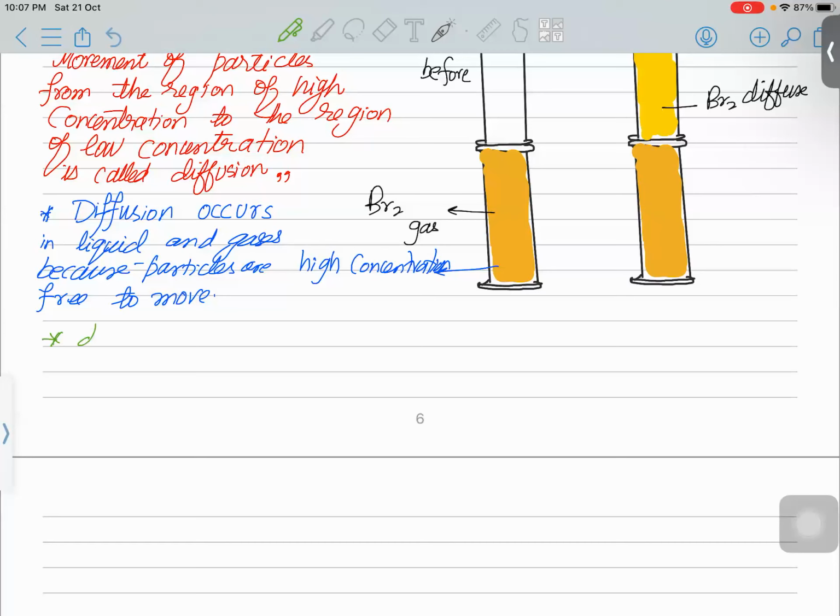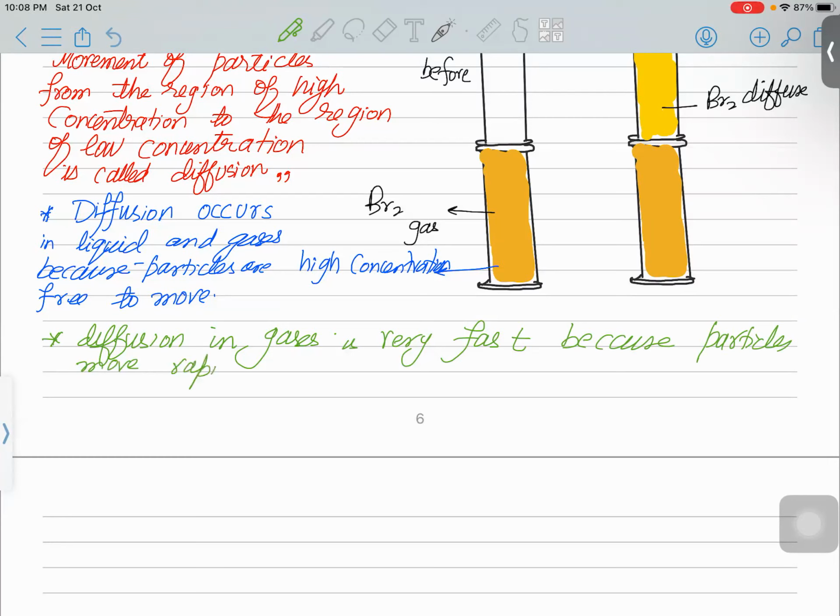So next point is diffusion in gases is very fast because particles move rapidly.